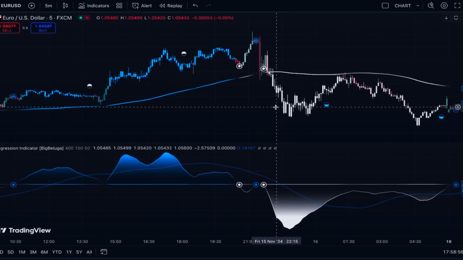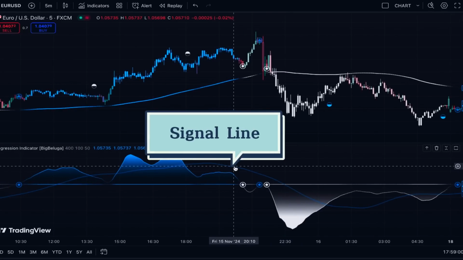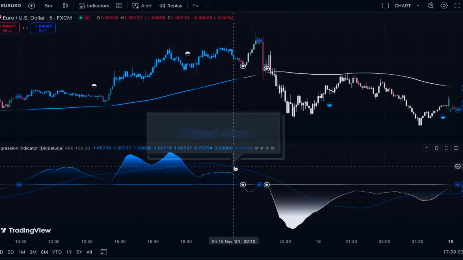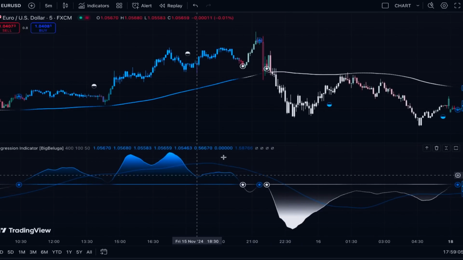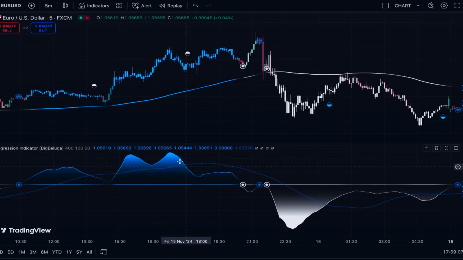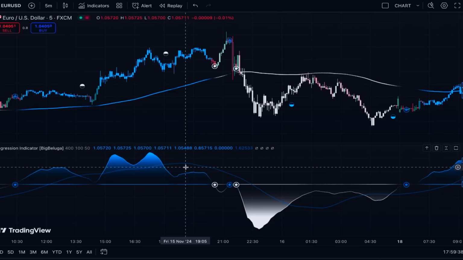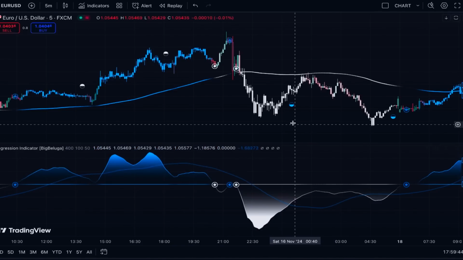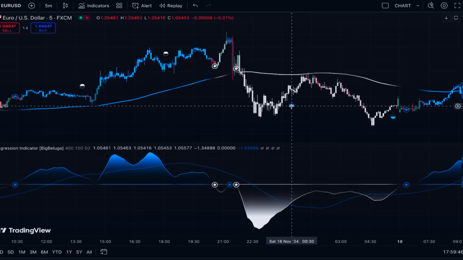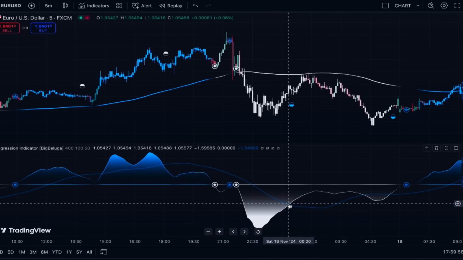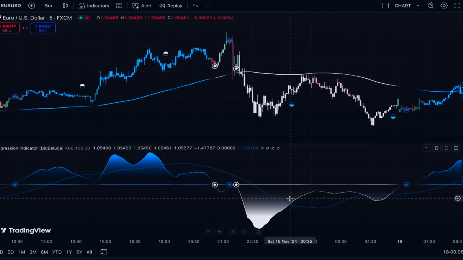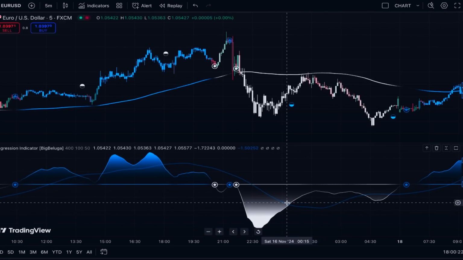We also have another line here, which is the signal line, and it is used for generating signals based on the crossovers of this regression oscillator and the signal line. This indicator only shows the signal for the ones that are reversals, and they are shown with the help of these small circles. For example, here the regression line crossed above the signal line, but both of them are below the center line, so this is a bullish reversal signal.